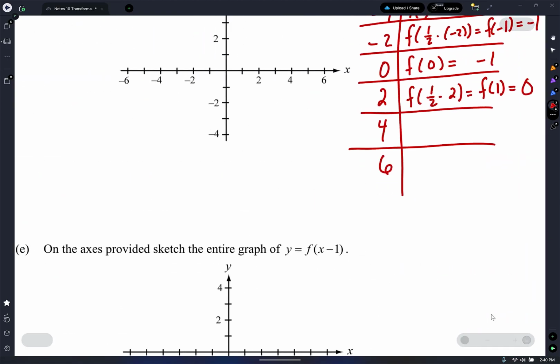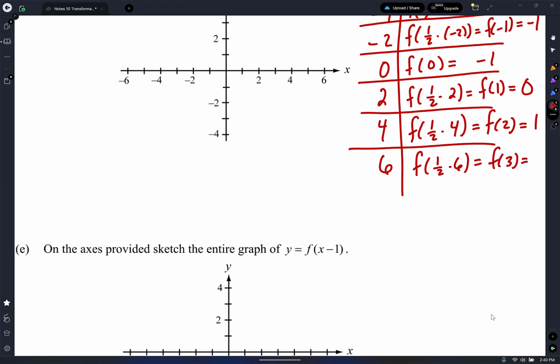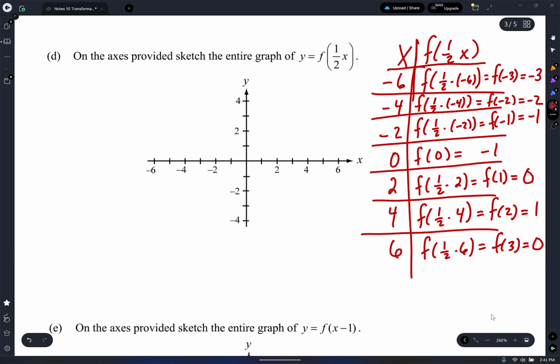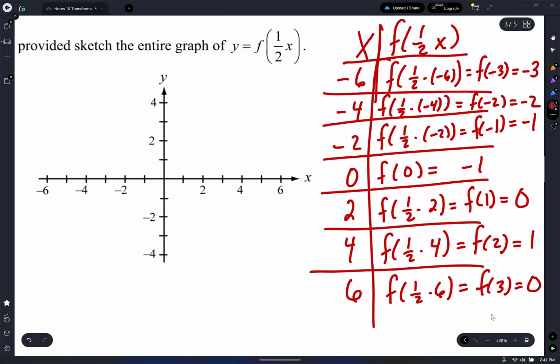0. Now half of 4. What's half of 4? 2. What's f of 2? 1. And then finally, half times 6. What's half of 6? 3. And what's f of 3? 0. Plot those points.